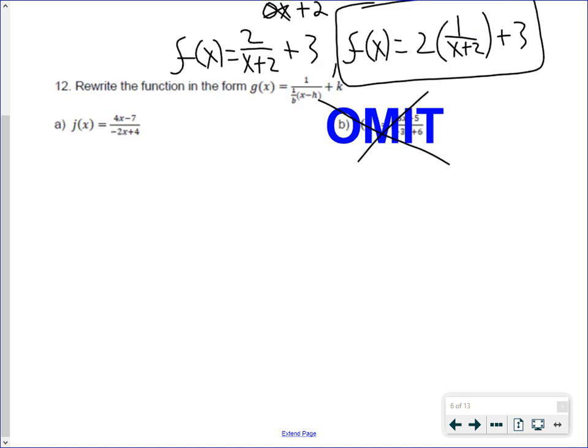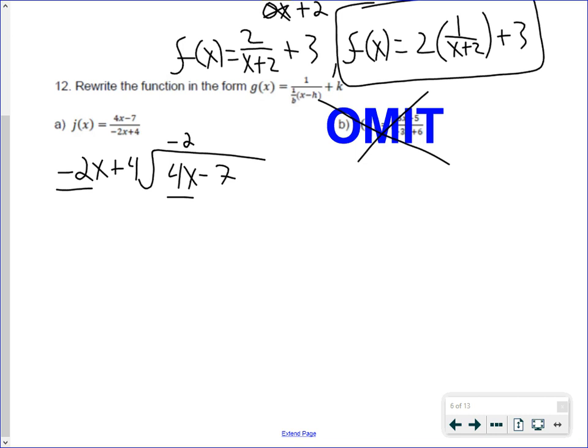Okay? So let's go over 12a now, the last problem in this video. For 12a, we're asking you guys to rewrite the function in the form 1 all over 1 over b times x minus h plus k. So we're going to go about it the same exact way. We're just going to divide the top by the bottom. So we have 4x minus 7, all divided by negative 2x plus 4. So you want to see how many times does negative 2x go into 4x, or negative 2x times what gives you 4x? That's negative 2.